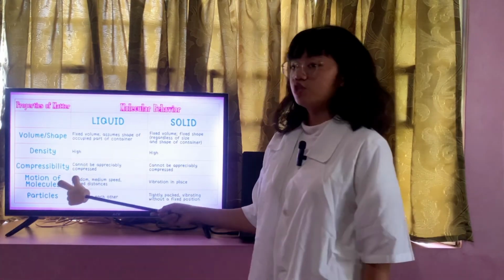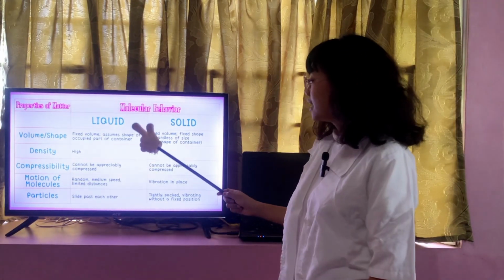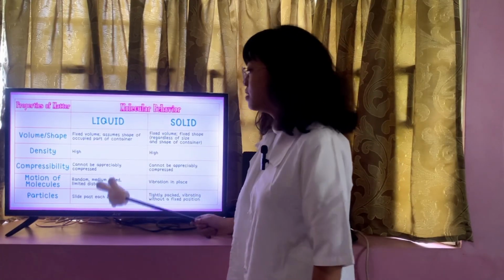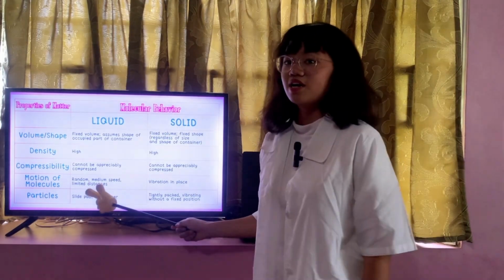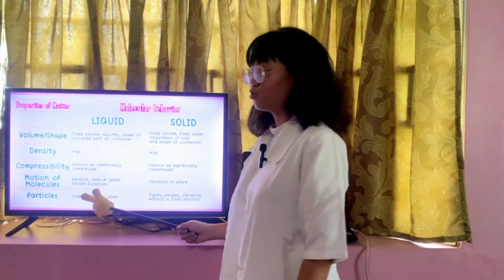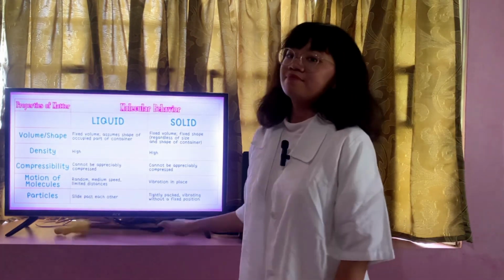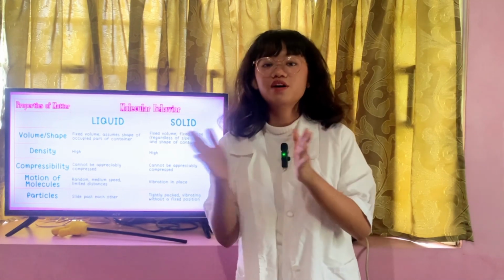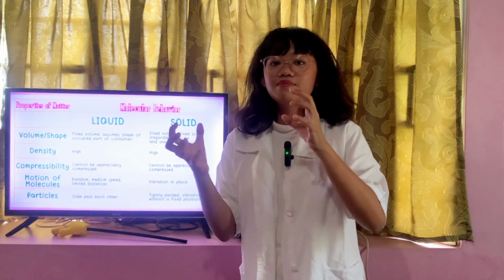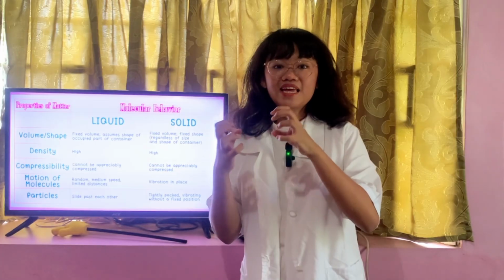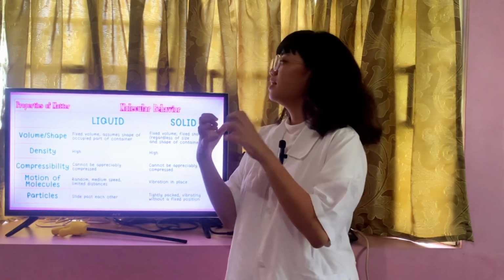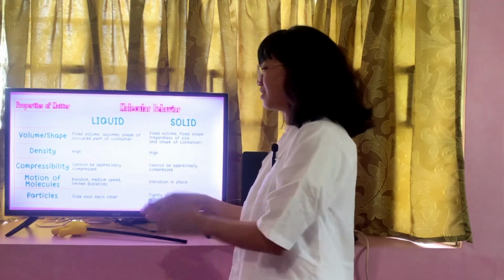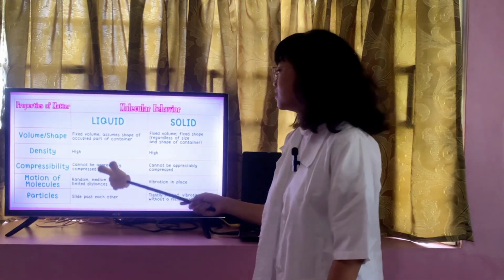In terms of motion of molecules, liquid particles move at a random, medium speed in limited distances. Yes, limited because, again, limited space between particles. But since liquid and solid both have limited spaces between particles, solid is a much more closely packed example, and liquid has a bit more space compared to solid. This is why liquid is still able to move.